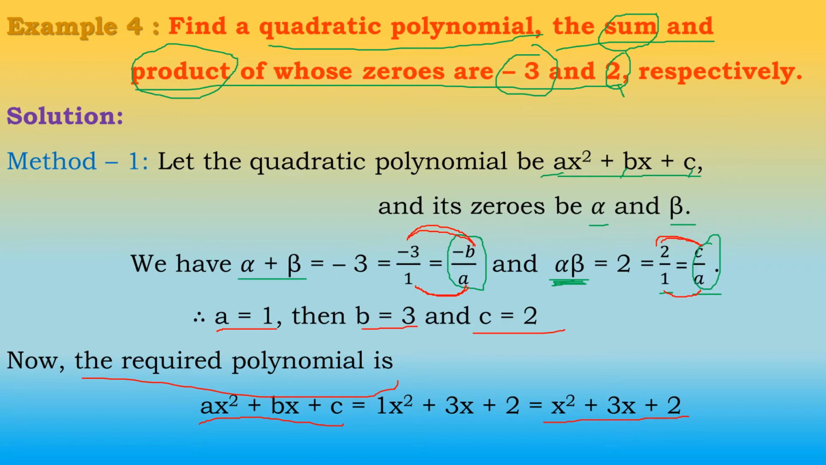So this is method 1. Here we are using the concept of alpha plus beta and alpha into beta, the sum of the zeros and the product of the zeros. This is about method 1 for finding the quadratic polynomial.